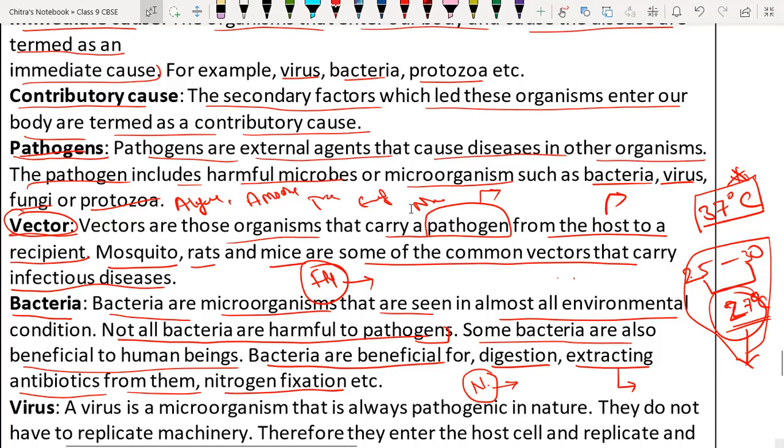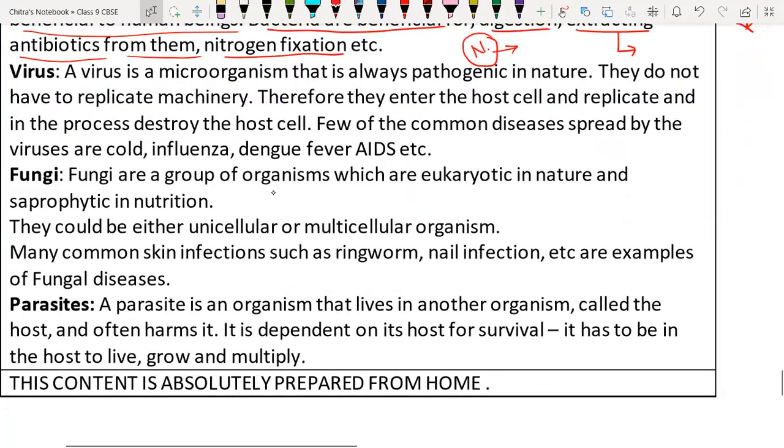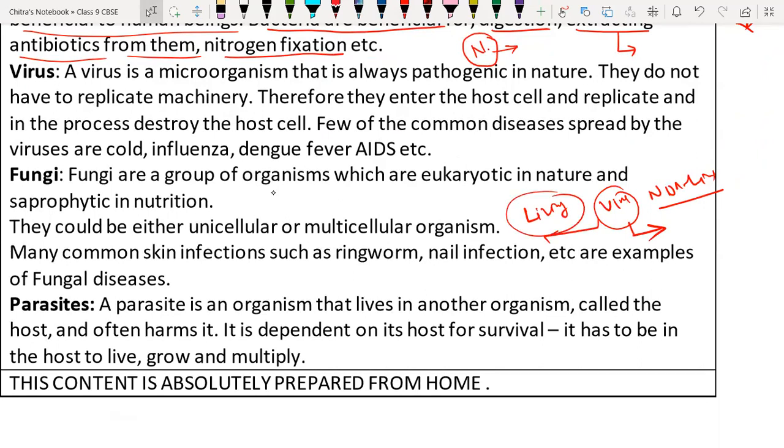Okay, now we're going to discuss the virus. See, a virus is the connecting link between living and non-living things. So when a virus is present outside the host body, it is non-living. But when it enters the body of a living organism, it becomes alive. That's why a virus is the connecting link between non-living and living things. Okay, everyone? Yes, sir.